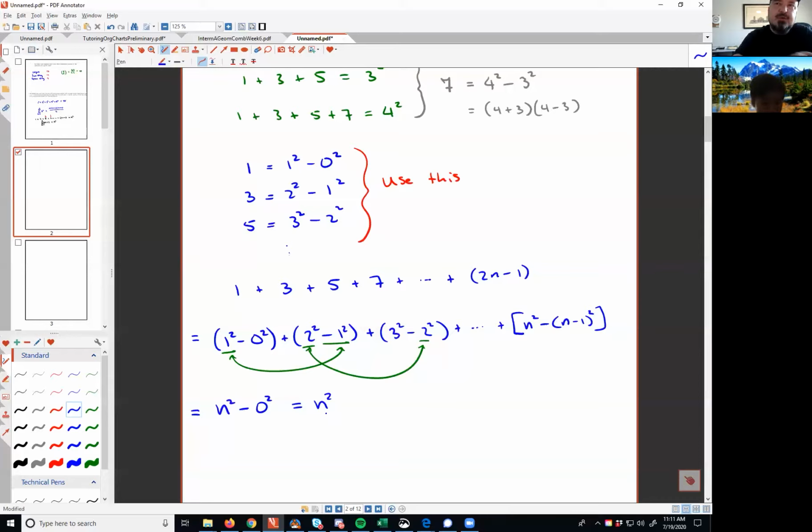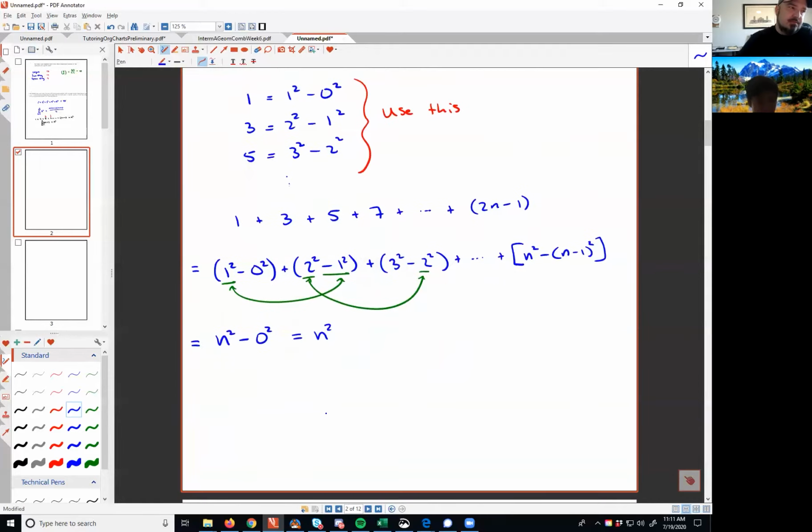How do you know that formula works? I don't know. I just remember it. There are different ways to derive it.